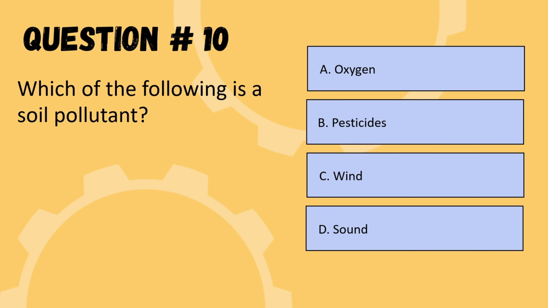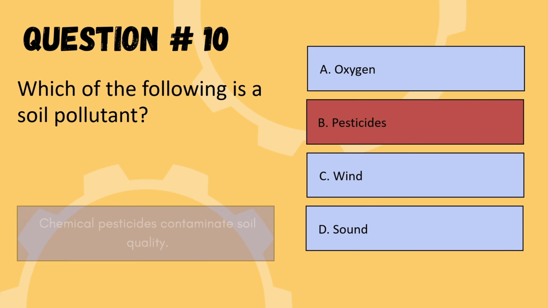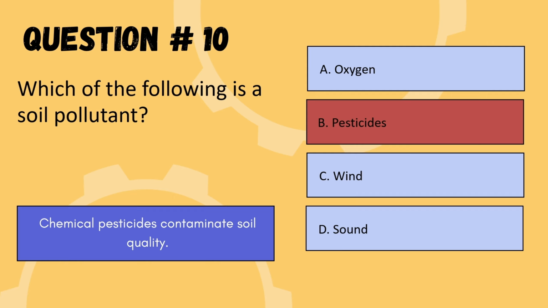Next question is, which of the following is a soil pollutant? Options are oxygen, pesticides, wind, sound. So the correct option is option B, pesticides. Okay, we are moving to the next question.